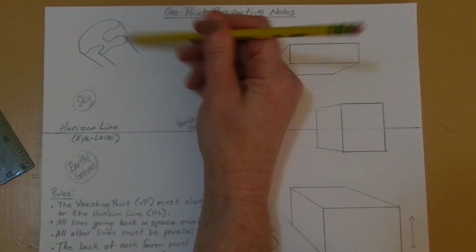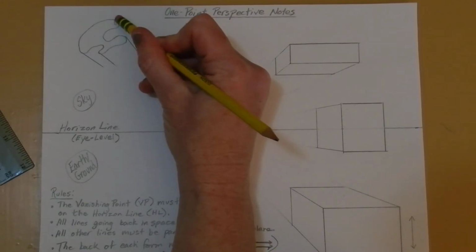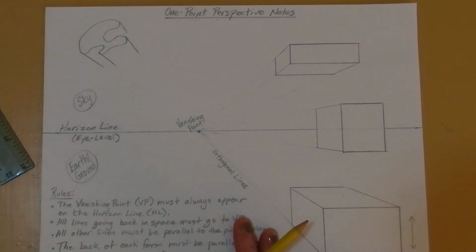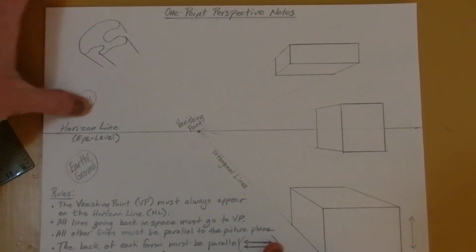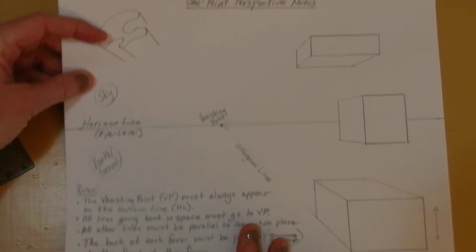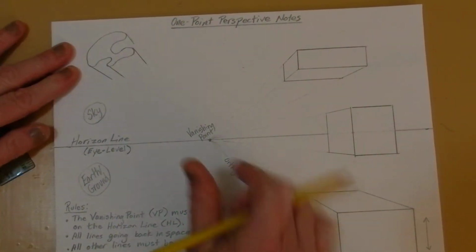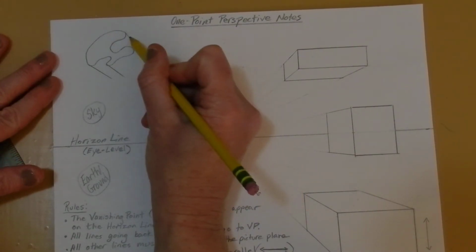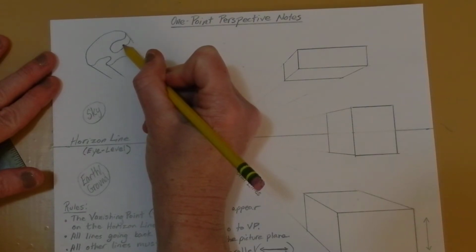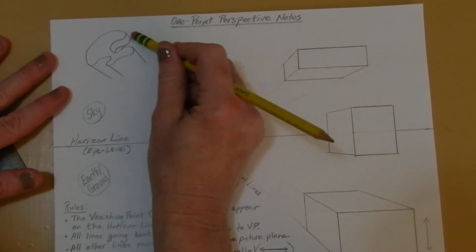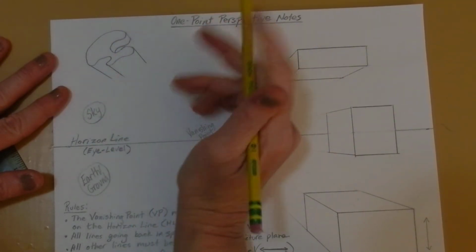Now, I have all of these lines that go back in space to the vanishing point, but now I've got to put the back of the shape on. Now remember, our rule says the back of each form must be parallel to the front of the form. That means if the line curves down and then up, then the back of the form has to curve down and then up. See how that mirrors it? That is parallel. Then you can erase your extra line.